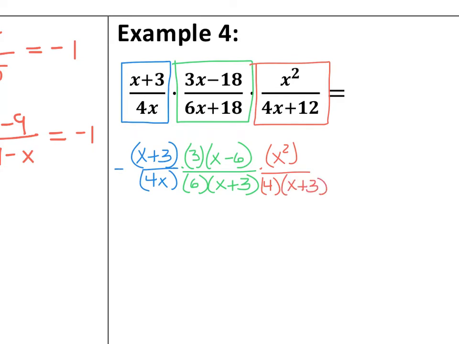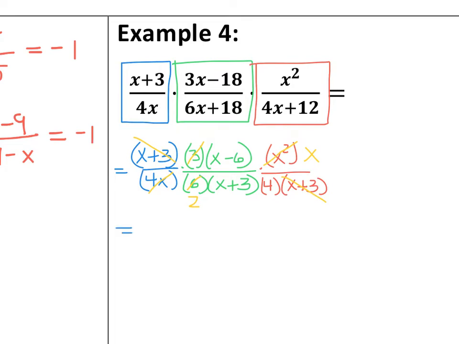Okay, so we're looking for anything that can reduce to 1. I have an x plus 3 in the numerator and an x plus 3 in the denominator. They will reduce to 1. I have a 3 in the numerator and a 6 in the denominator. That's going to reduce to 1/2, so there'll be a 2 left down here. And I have an x down here in the denominator and an x squared up here in the numerator. X squared divided by x is going to have me with an x remaining. So I think I've got them all.